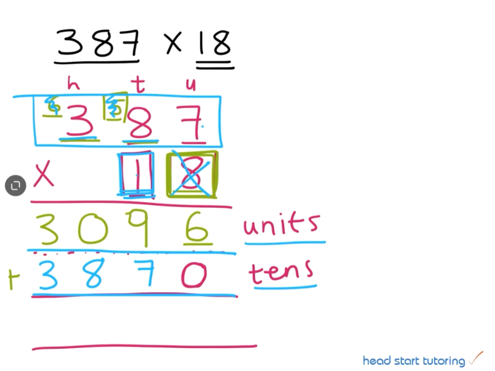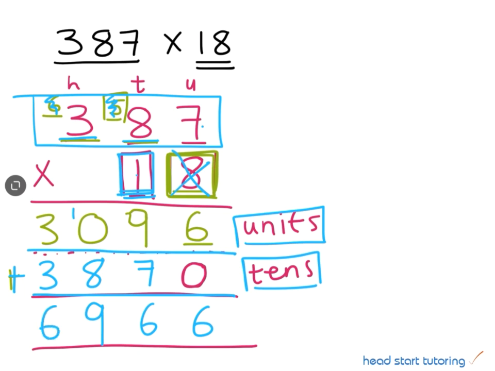And now we add what we multiplied for our units and our tens, we add those together. So we've got 6 plus 0 is equal to 6. 9 plus 7 is 16. Carry our 1. 1 plus 0 plus 8 is 9. And 3 plus 3 is 6. So we end up getting an answer of 6966.